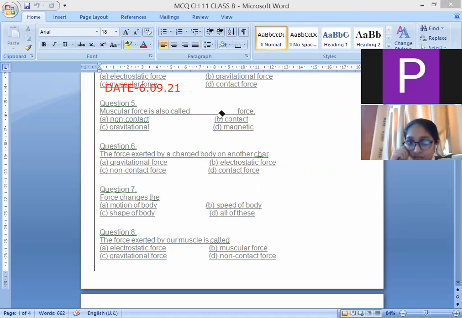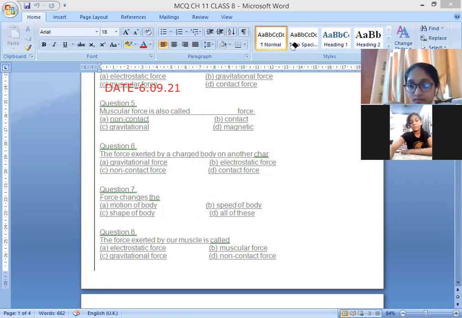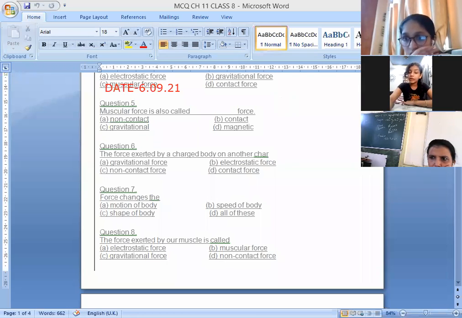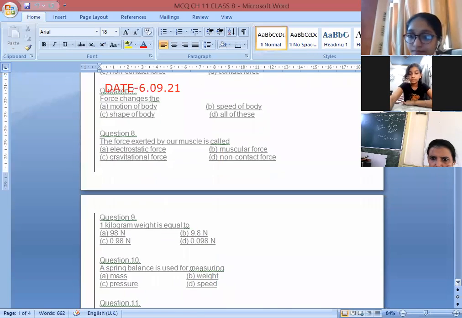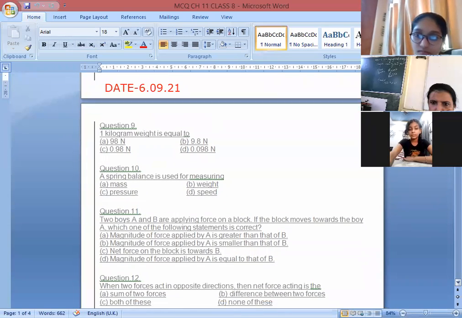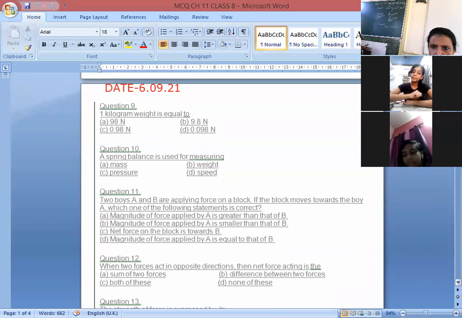Yes, Pari. Want to give more examples? Yes, Tanya, Pratiksha. I'm lifting a weight. Lifting a weight. Okay. Even lifting your bag, school bags. Or a few more examples I want of muscular force.